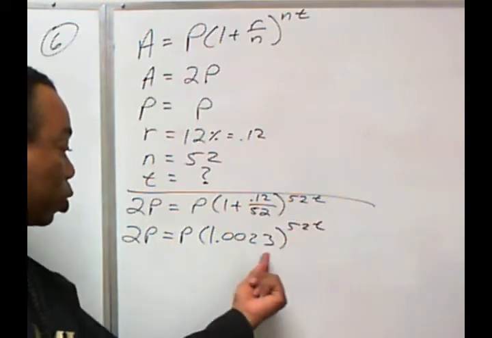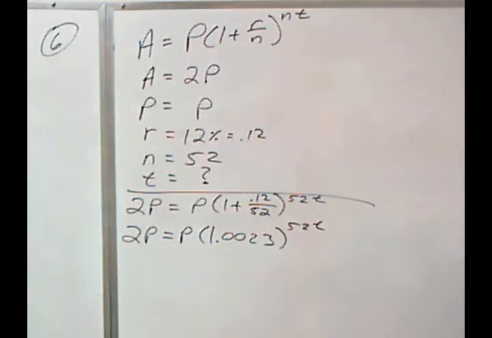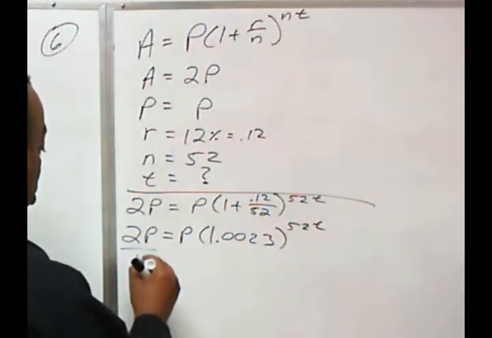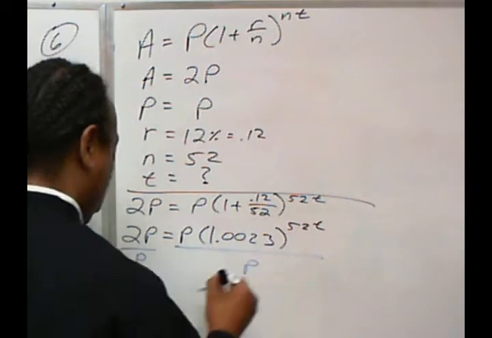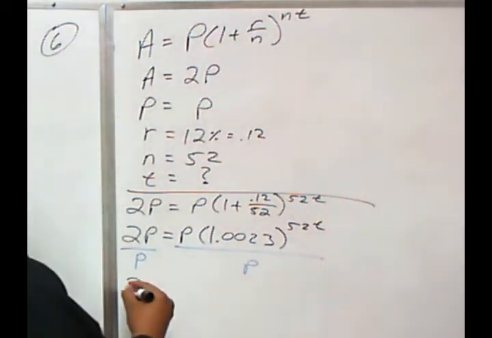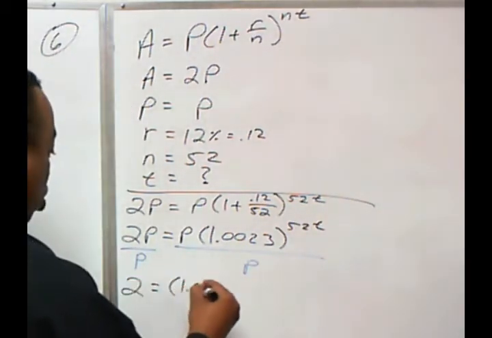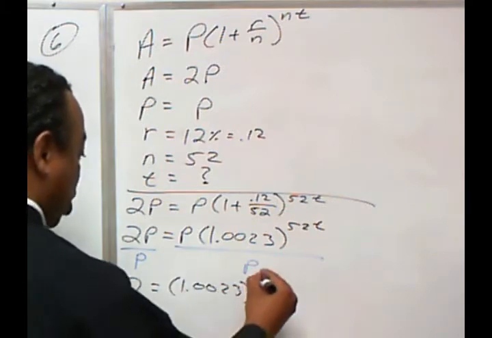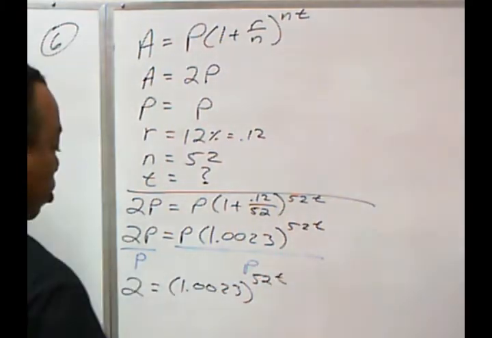Alright, now we're going to get rid of the P, then the base, and then the 52. So first the P, we're going to divide everything by P. That gives us 2 equals 1.0023 to the power of 52t.